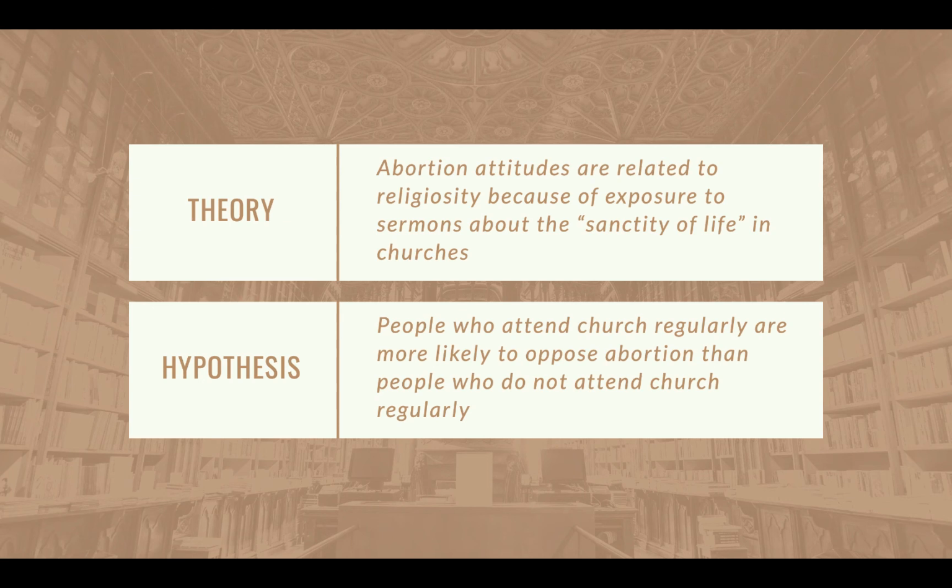So, for example, we can say theory when we're talking about the relationship between religiosity and abortion attitudes. We can say abortion attitudes, our Y variable, are related to religiosity, our X variable, because of exposure to sermons about the sanctity of life in churches. We're saying people are going to church and hearing these sermons, therefore it shapes their religiosity, and religiosity affects abortion attitudes. A hypothesis would be more specific, saying people who attend church more regularly are more likely to oppose abortion than people who do not attend church regularly. Those who go more are more likely to oppose abortion.